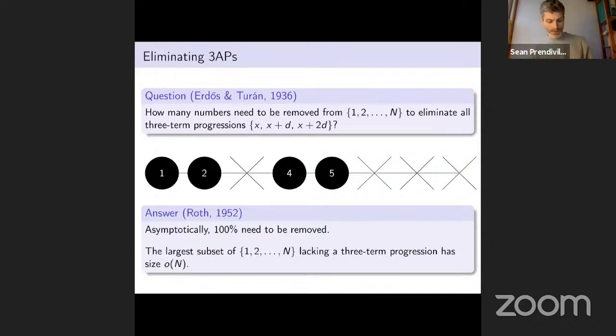Another way of saying that more formally is, what's the largest subset of this interval you can come up with which doesn't have a three-term progression? And Roth's theorem says that largest subset has to be sparse. Its size has to be of an order of magnitude smaller than the length of the whole interval. So the proportion occupied decays as the length of the interval tends to infinity. Another way of phrasing that is, if you have a positive proportion of the interval, then you have to contain a three-term progression.